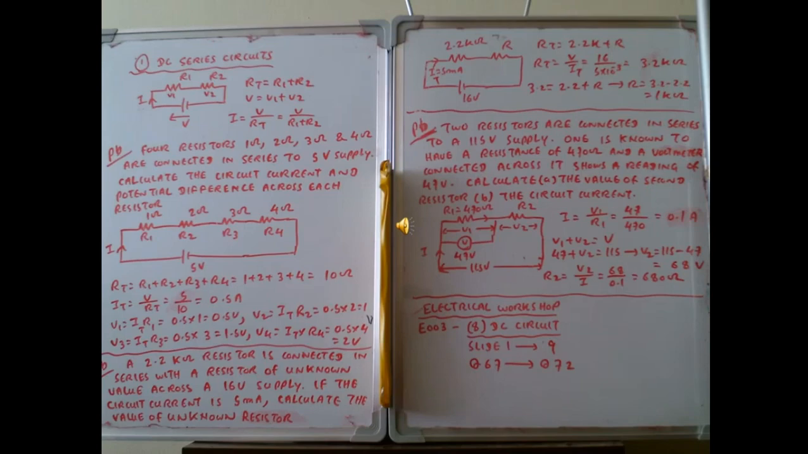And then we can continue with another problem. Two resistors are connected in series to a 115 volt supply. One is known to have a resistance of 470 ohm, and a voltmeter connected across it shows a reading of 47 volt. So calculate A, the value of the second resistor, and B, the circuit current.